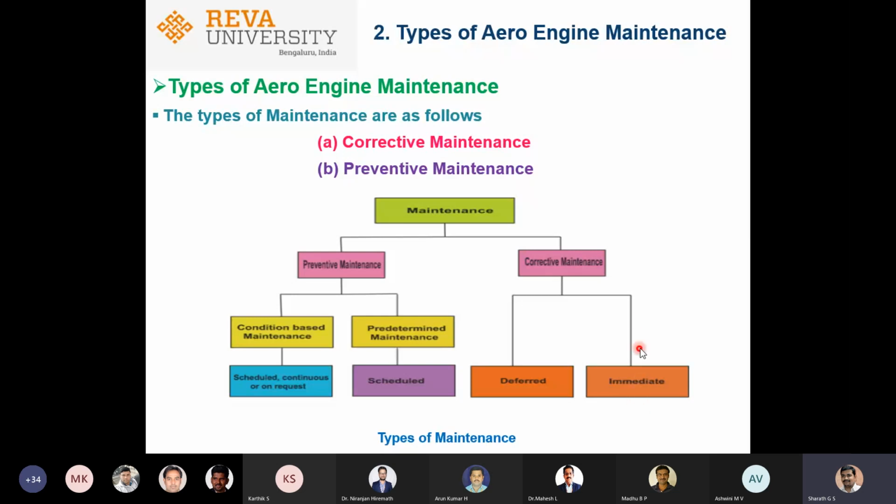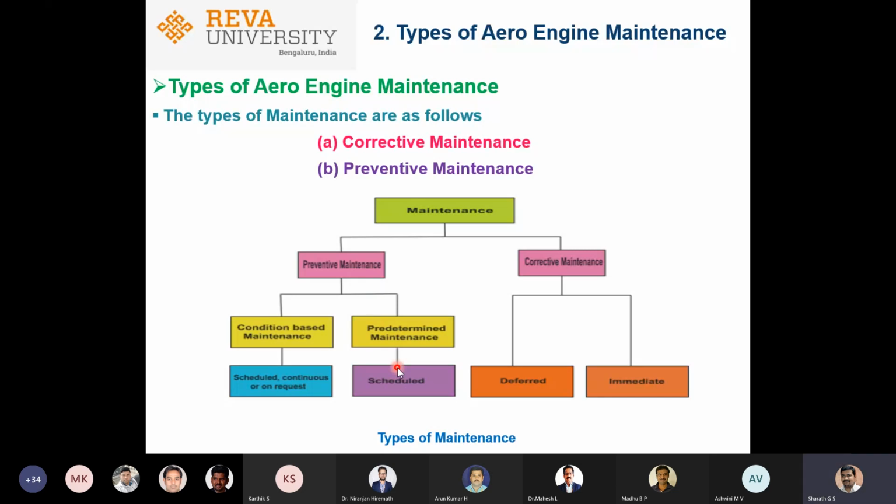So corrective maintenance can be of two types, immediate and deferred. Deferred is something which can be delayed slightly and which doesn't require immediate attention. Coming to preventive maintenance, we have predetermined maintenance, which is again classified as scheduled maintenance.